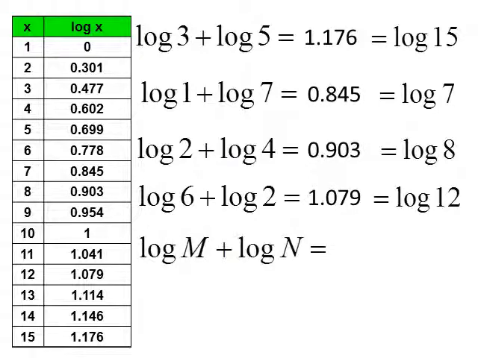Log m plus log n. So, look at number 1. Log 3 plus log 5 gives me log 15. And you'll notice that 15 is 3 times 5. Log 1 plus log 7 gives me log 7, and 1 times 7 equals 7. Log 2 plus log 4 gives me log 8, and 2 times 4 is 8. And then log 6 plus log 2 gives me log 12, and 6 times 2 is 12. So if I have log m plus log n, then the answer to that is going to be log of m times n.